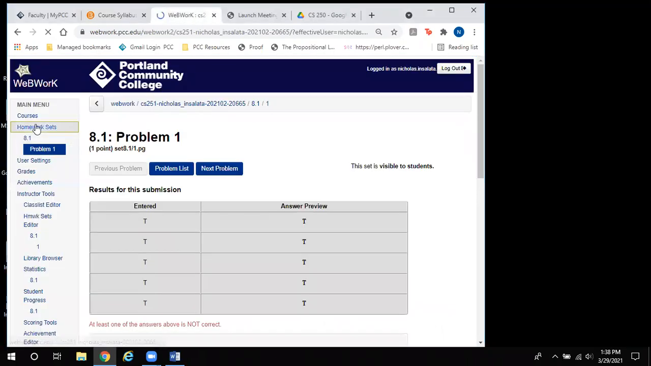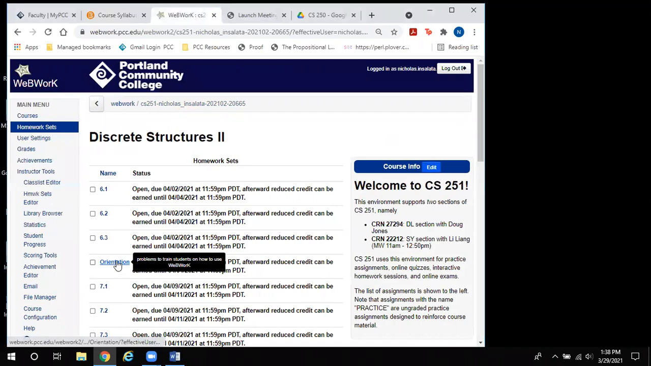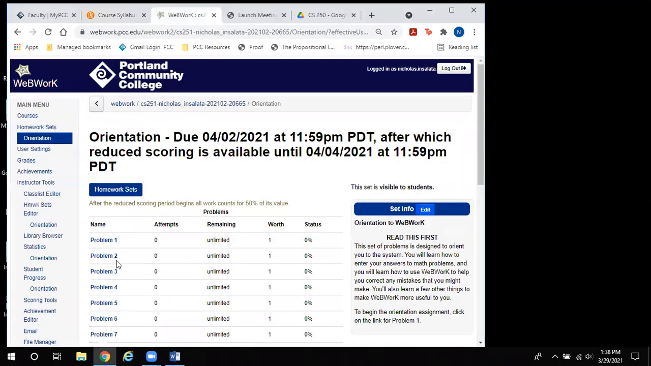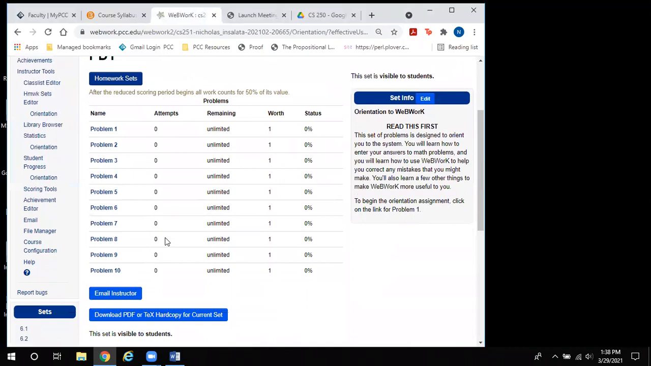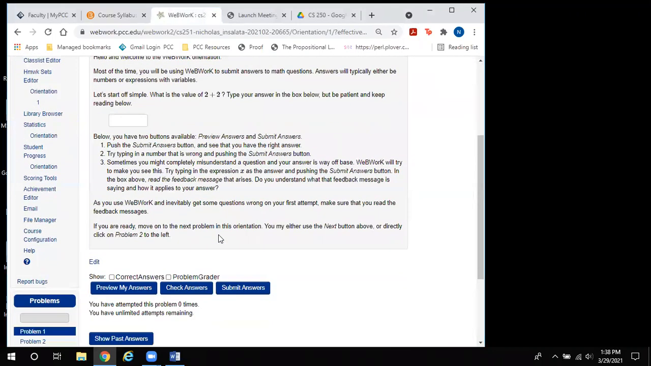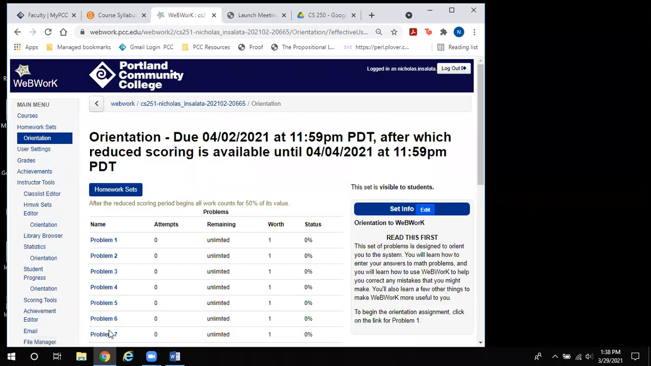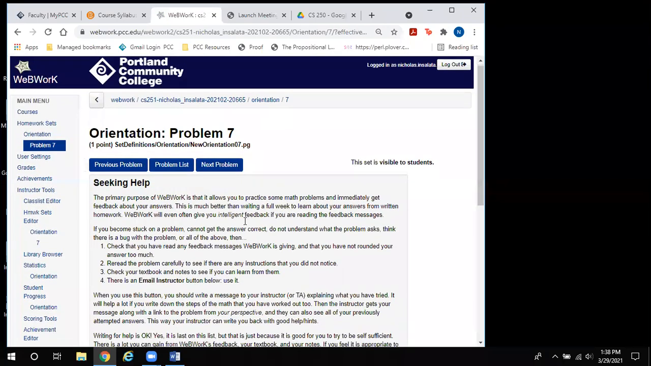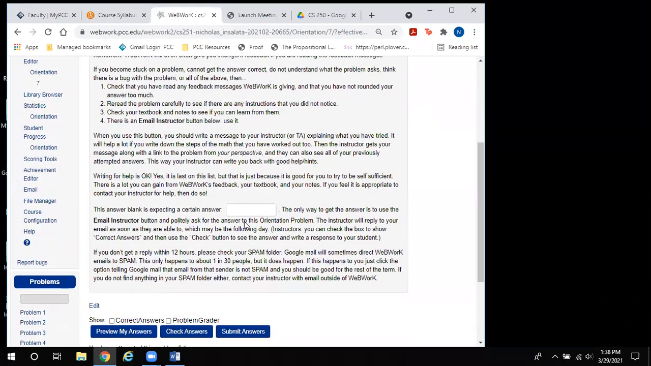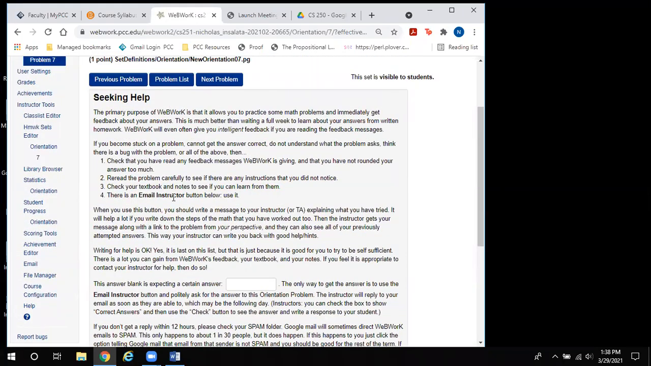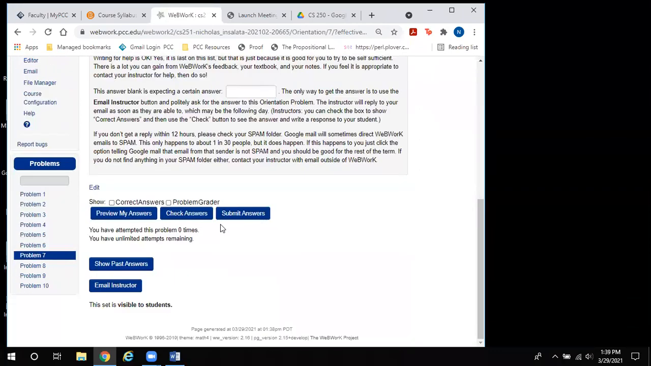For your homework sets that you're working on, if you would please start with the orientation set, especially for those of you that haven't used WebWork yet, that didn't have me last term, and go through these problems. They're going to explain how WebWork works. Okay, so if you go through all these orientation questions first, there will be some like this one. It's learning how to use the Ask Me for Help button. There's an email instructor button below, right here, email instructor, right?